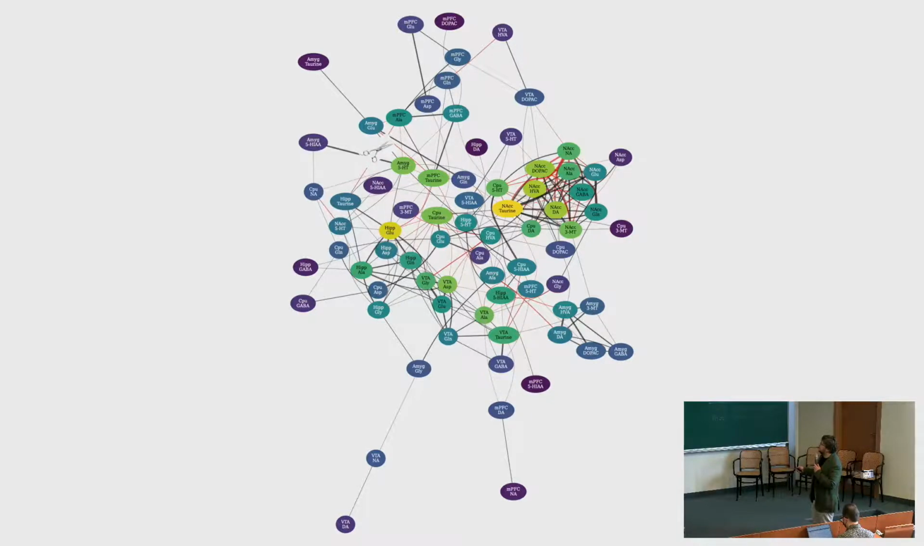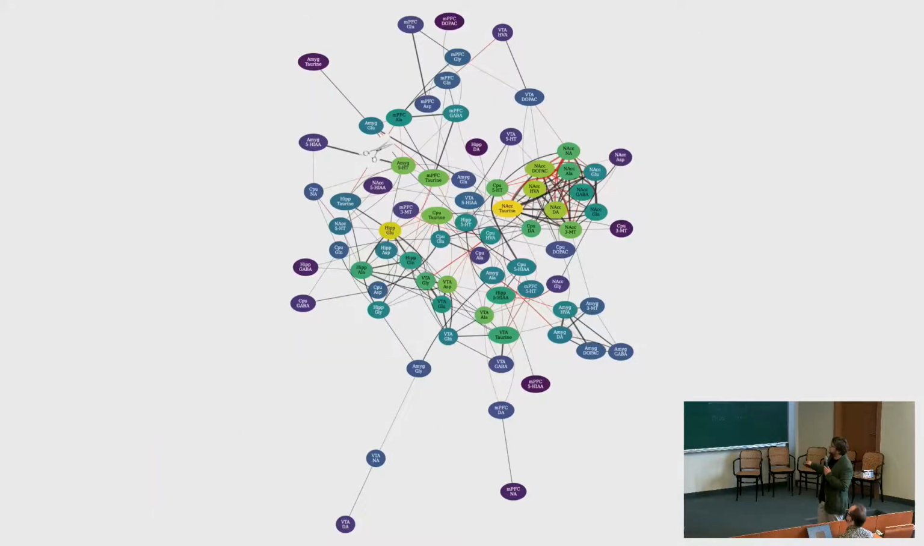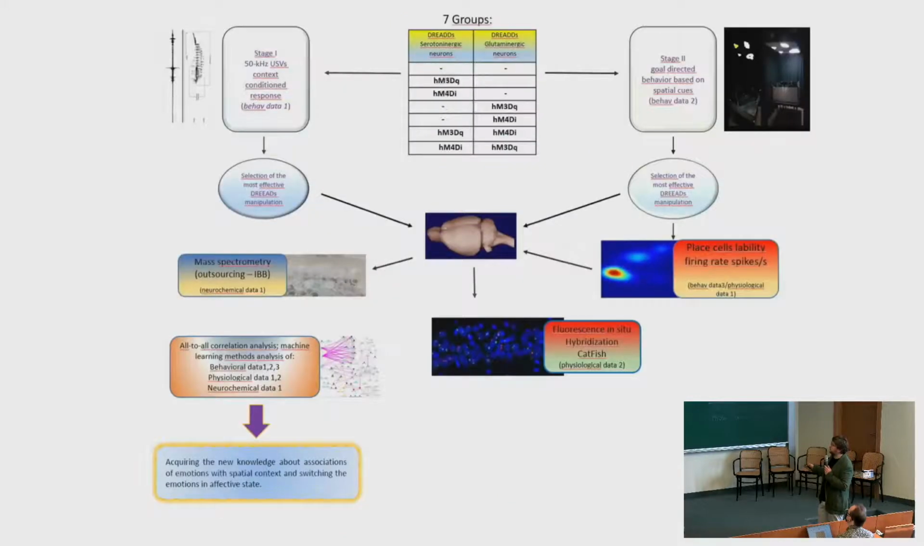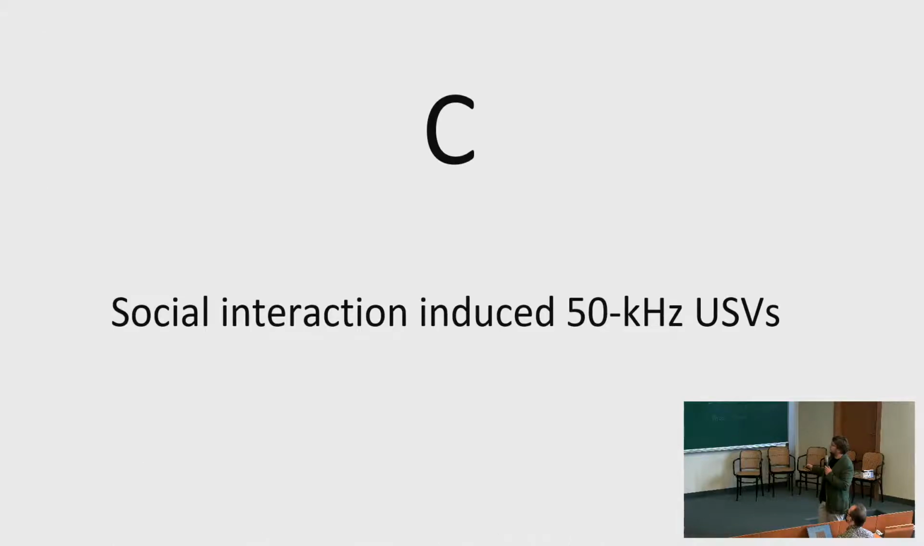in the hippocampus. Right now we are trying, because serotonin in the amygdala correlates with the ultrasounds and also correlates with the glutamine in the amygdala. Right now we are running experiments where we cut this correlation by optogenetic methods. All right. So let's skip to the C.